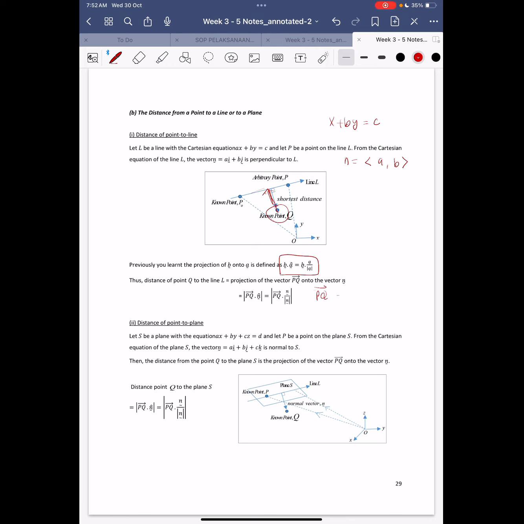When we project that vector onto the line, we take the dot product with its unit vector. Okay, so it's given as this. Same goes with the next situation.